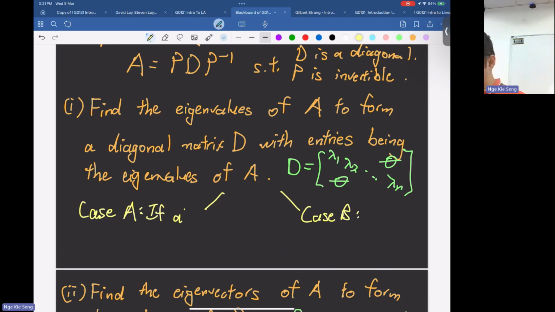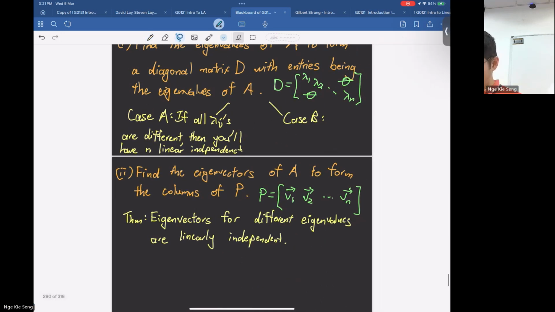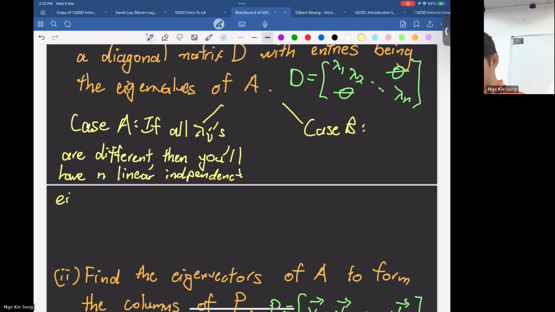If all lambda i's are different, then you will have n linearly independent eigenvectors, which implies that A is diagonalizable.